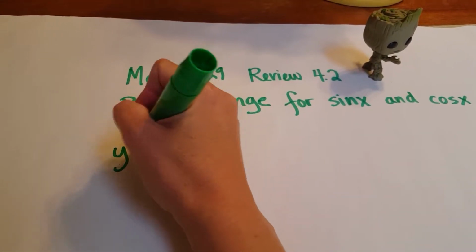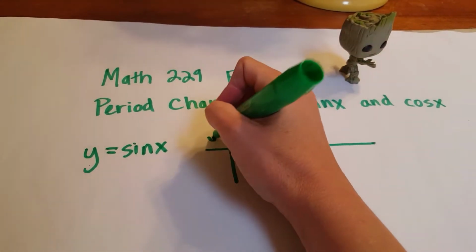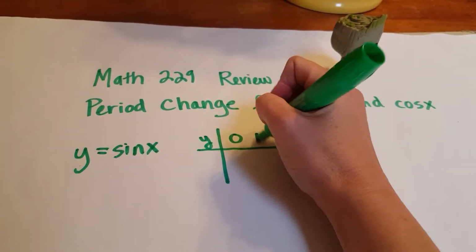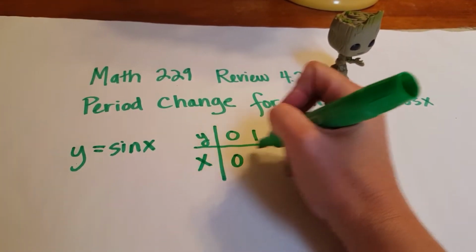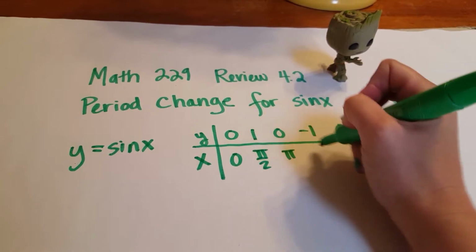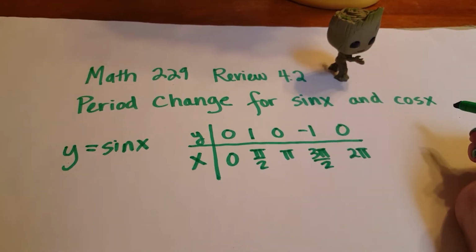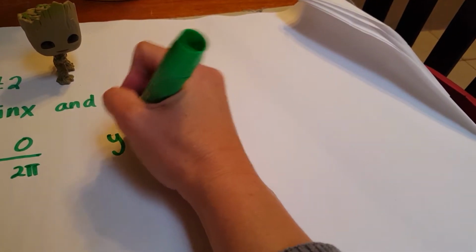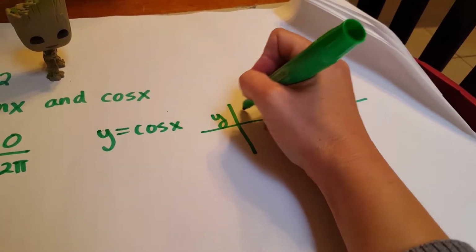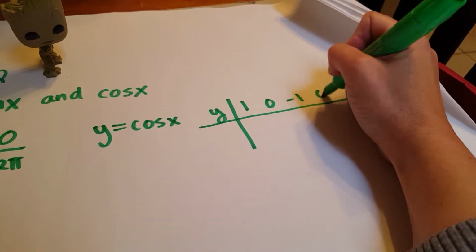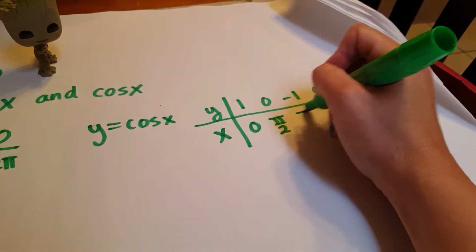All right, so what we're going to do is first talk about sine and cosine. For sine, if you've watched my other videos, you know that where I always start is that sine goes 0, 1, 0, negative 1, 0. And the cut points are 0, pi halves, pi, 3 pi halves, and 2 pi. Cosine starts with 1, 0, negative 1, 0, 1, and it also has the same cut points of every pi halves.